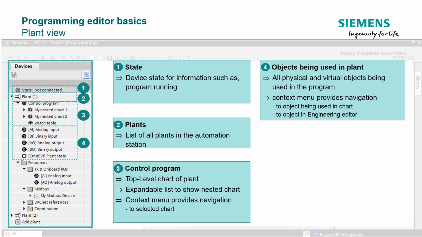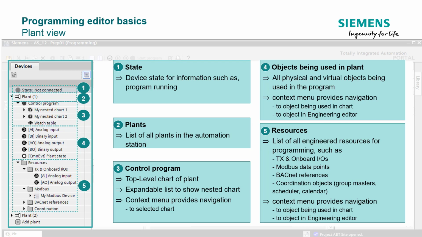Further, you can see all the physical and virtual objects in the plant. And, finally, the resources are shown. This comprises all the engineered resources such as TXIOs, Modbus data points, BACnet references, and the coordination objects.